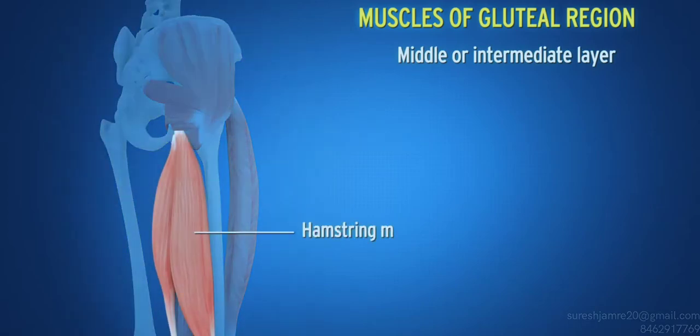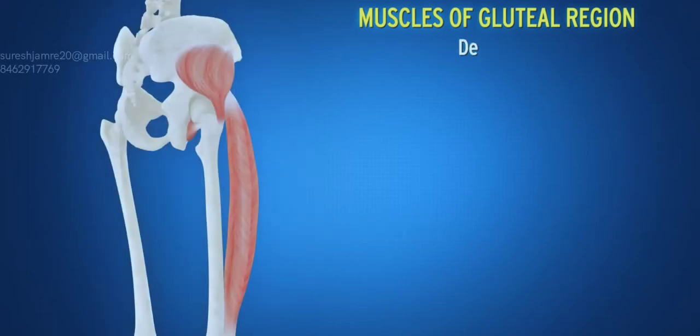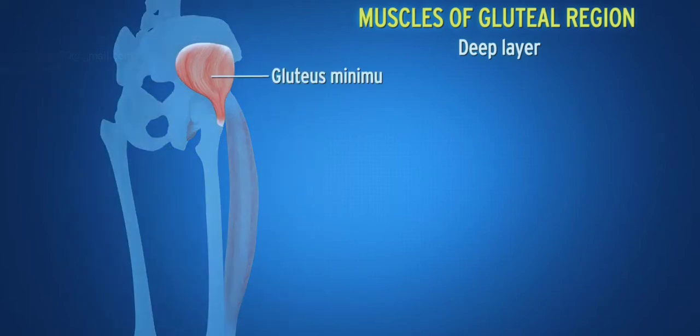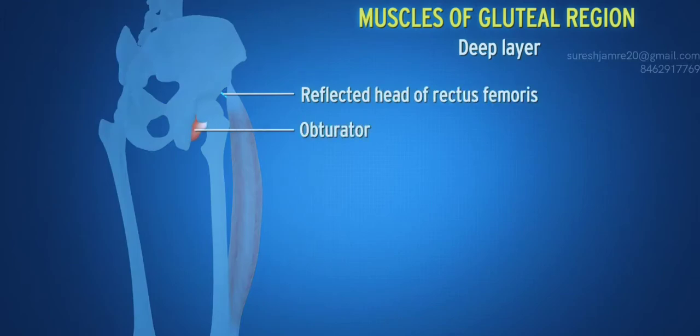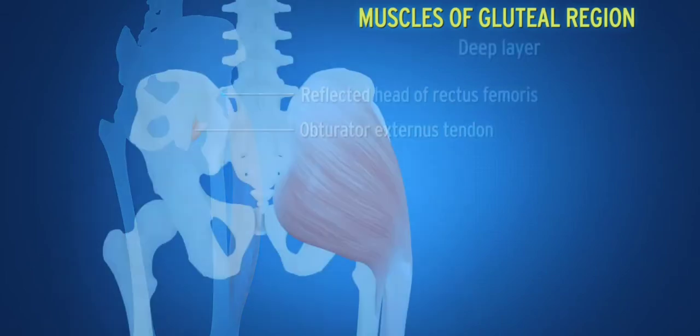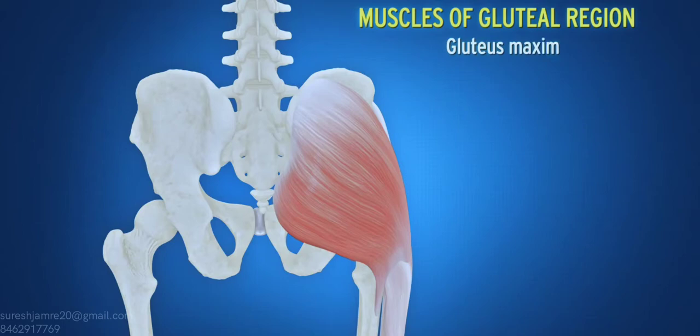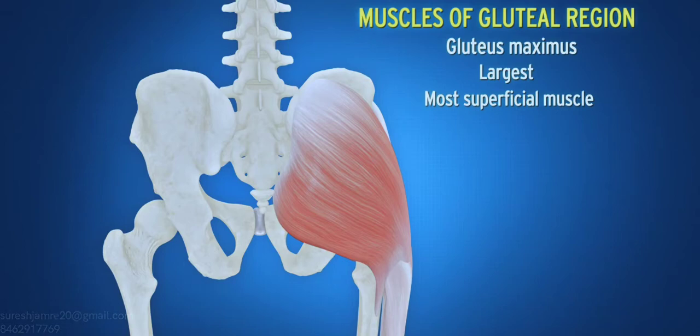Origin of hamstring muscles are present in intermediate layer. Deep layer: it consists of gluteus minimus, reflected head of rectus femoris and obturator externus tendon. Gluteus maximus: it is the largest and most superficial muscle of gluteal region.